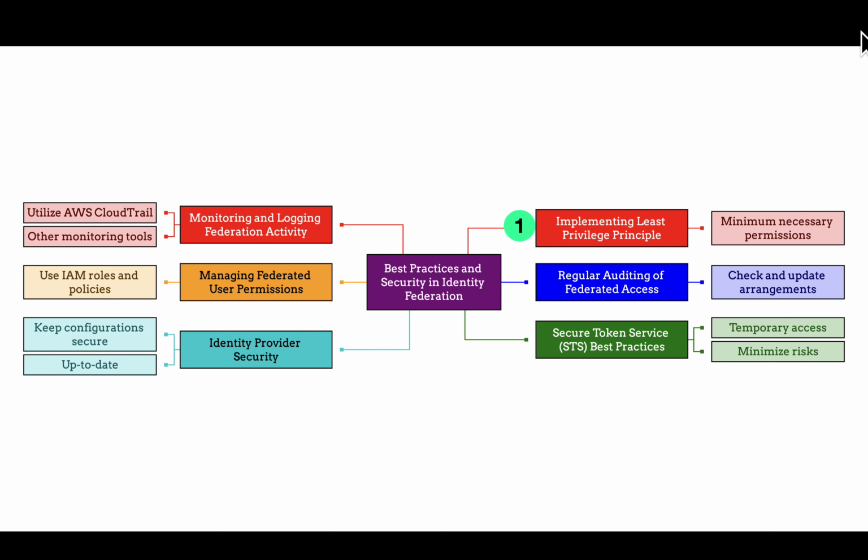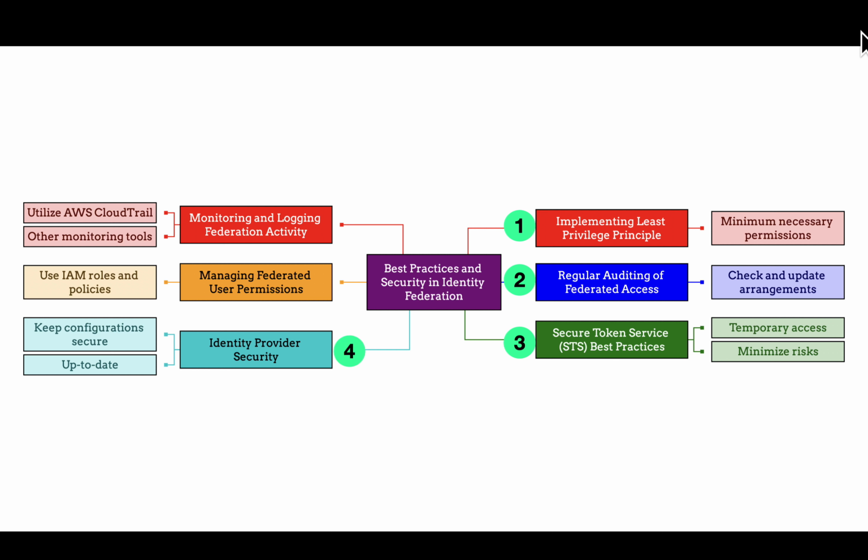Best practices in security and identity federation. 1. Implementing least privilege principle. Ensure federated users have only the minimum necessary permissions. 2. Regular auditing of federated access. Routinely check and update federation arrangements and permissions. 3. Secure Token Service, STS. Best practices: use STS for temporary access and minimize security risks.